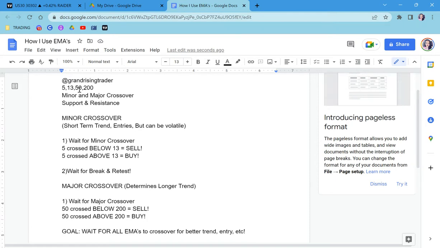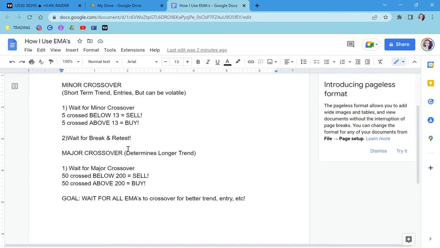So the gist of it for the minor crossover, for all of these crossovers in general, is that we wait for this crossover depending on the situation, right? So what we would look for is, if it's going to be a selling position, we look for the 5 to cross below the 13. So that is an indication for us to sell, but we're not going to sell it blindly. We're going to wait for a break and then we're going to wait for a retest. So we still have to mark up our support and resistance zones, areas, supply and demand, whatever you guys want to call it. So for a buy position, we look for the 5 to cross above the 13.